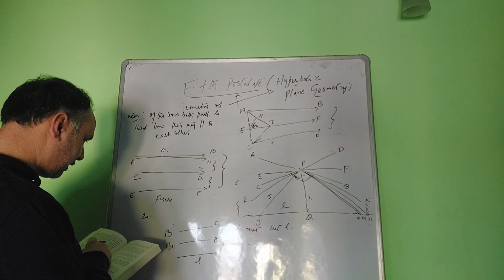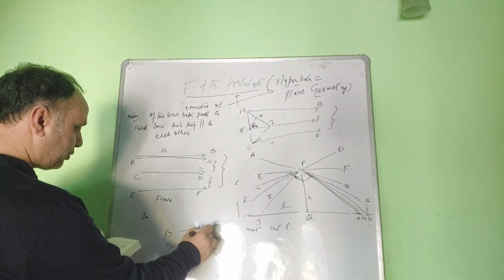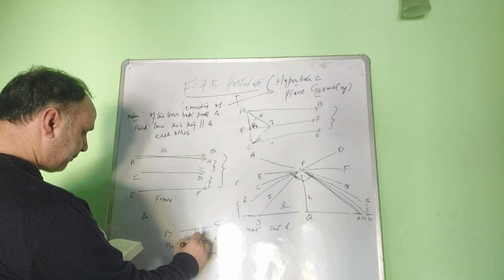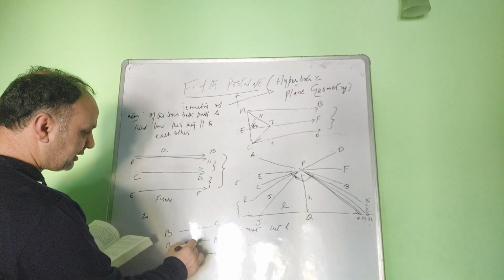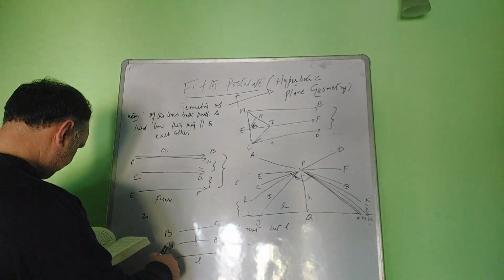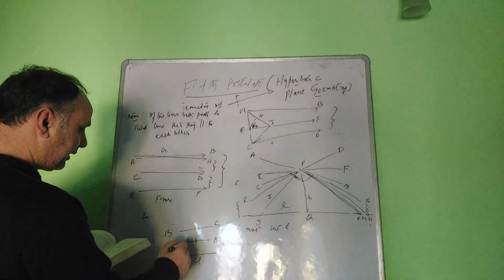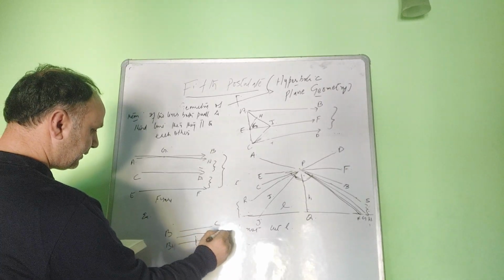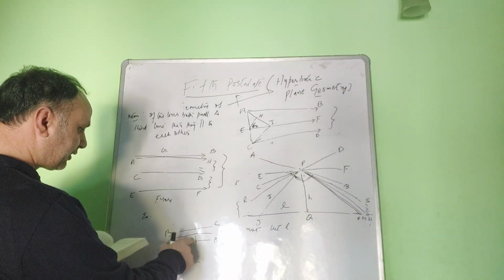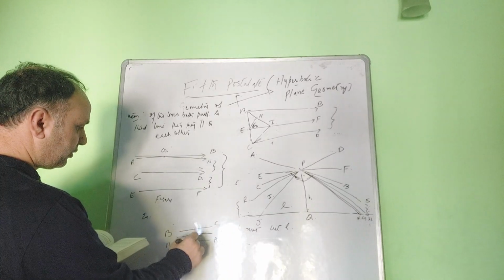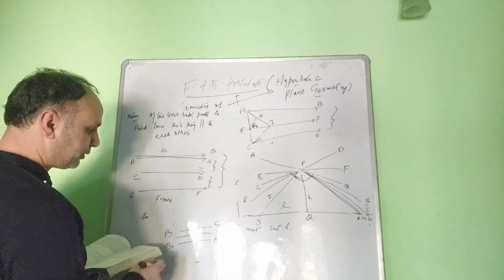So the bisector of the angle ABC is perpendicular to L. If BA and BC are parallel to the line L, then the bisector of ABC, say AC, should be perpendicular to L. You have to prove it is perpendicular to L. It is a simple exercise.